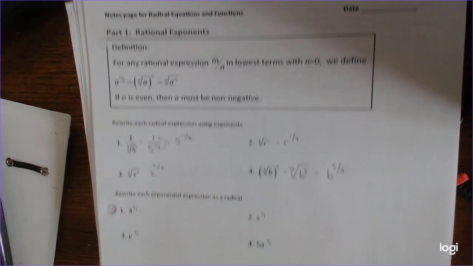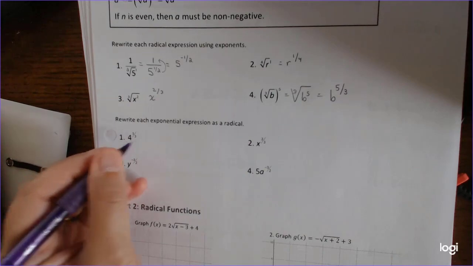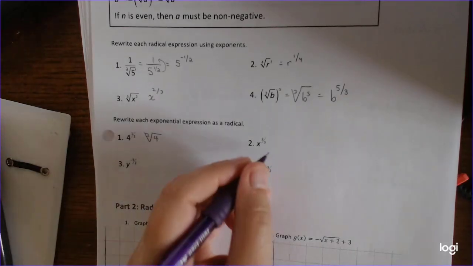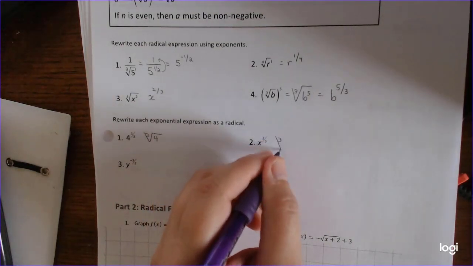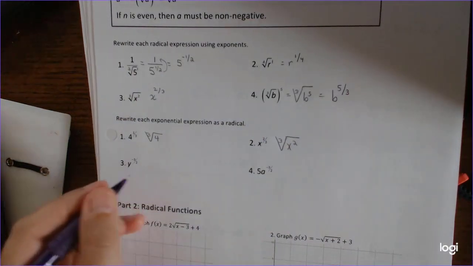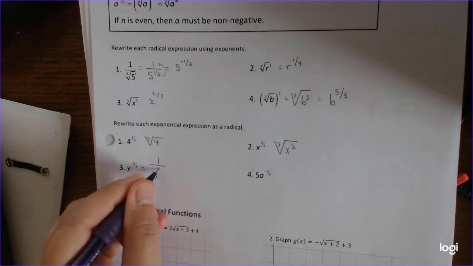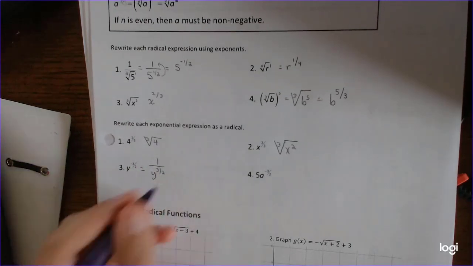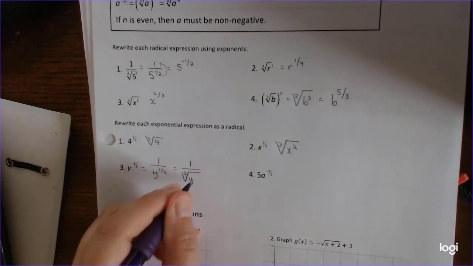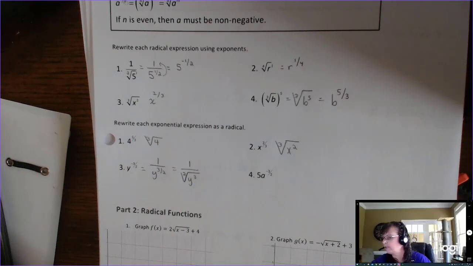And we need to be able to go the other way. So you need to know what 4 to the 1/3 means. That just means the cube root of 4. And x to the 2/3 would be the cube root of x squared. This one is a two-step problem. Y to the negative 3/2 is the same as 1 over y to the positive 3/2. And then 1 over the square root of y cubed. So just kind of using rational exponents.